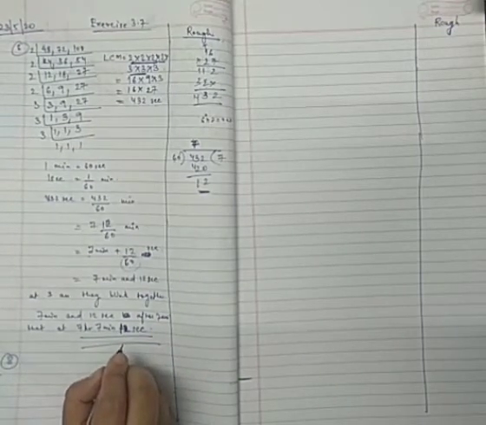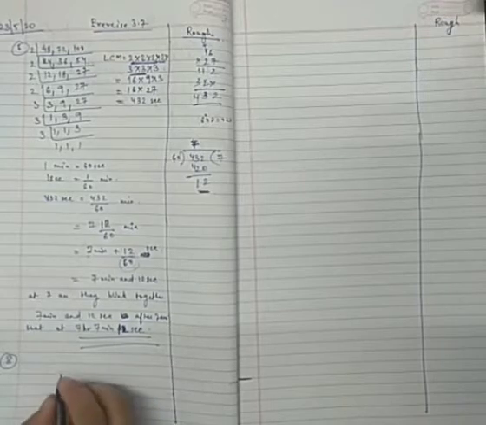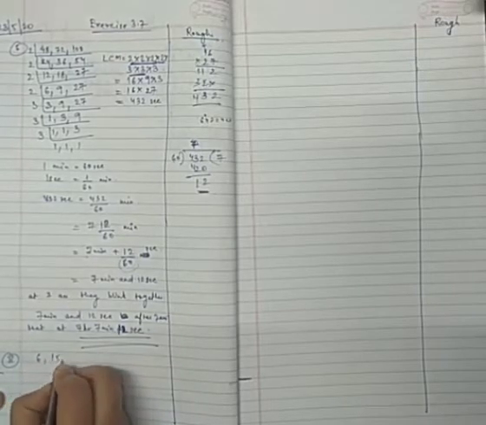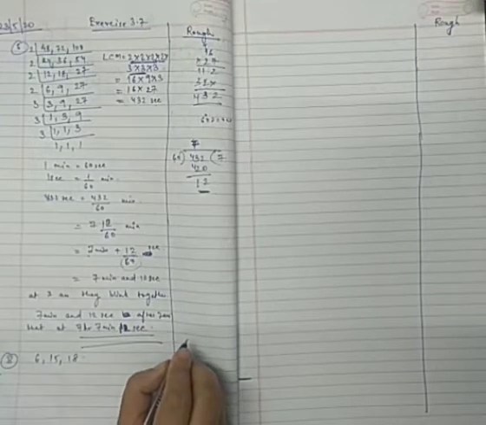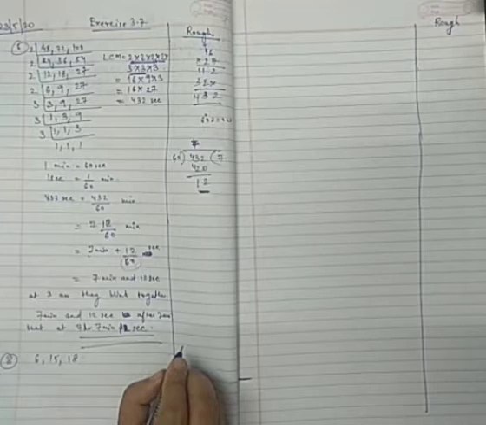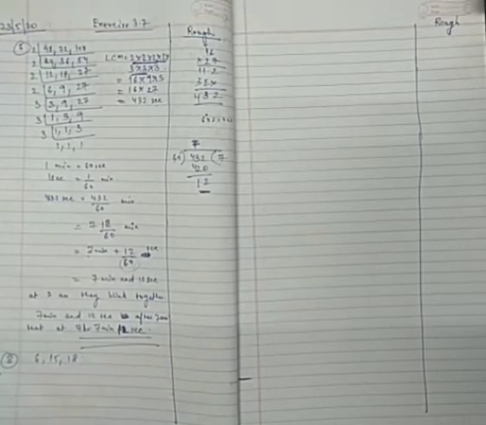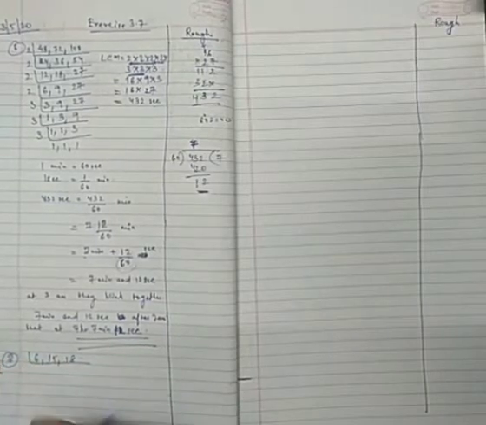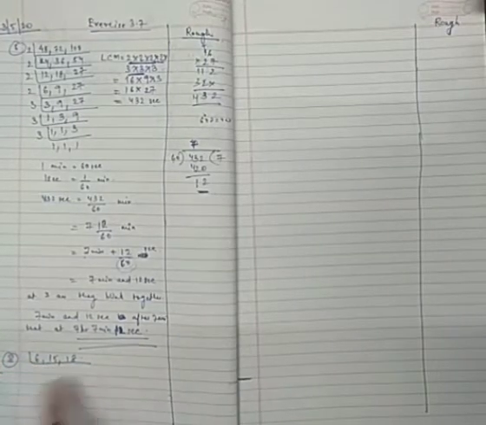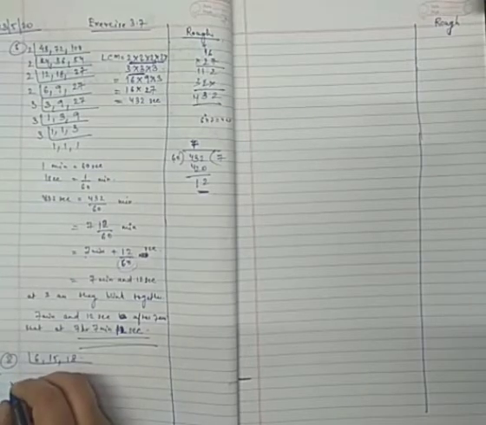Find the least number which when divided by 6, 15 and 18 will leave remainder 5 in each case. So you have to find the least number that when divided by each of these numbers will give remainder 5. So it will be the LCM, because the number you get will be a multiple, then only it will get divided by all 3 numbers, right? So find the LCM of these numbers.